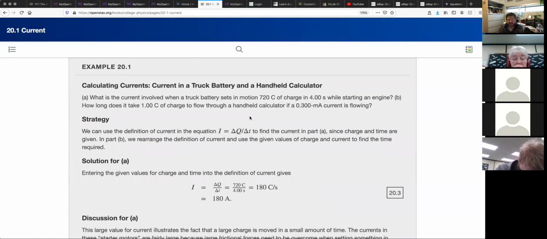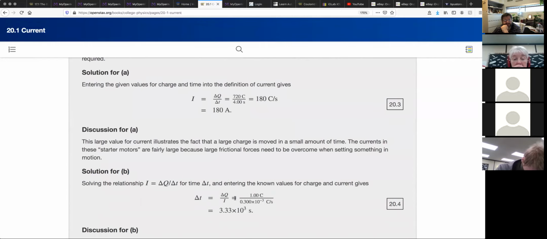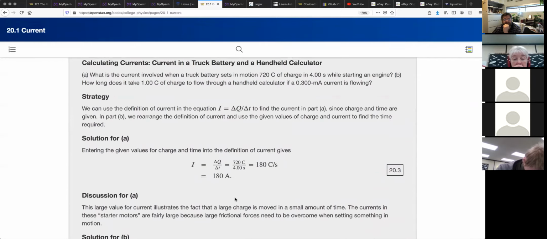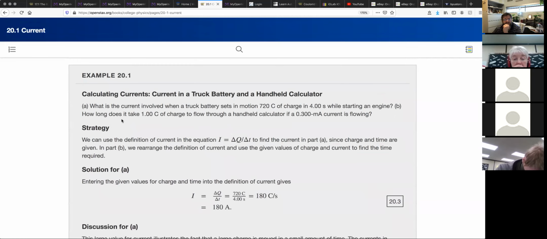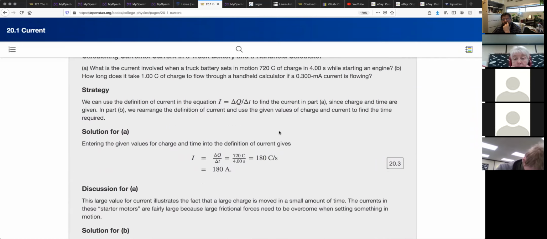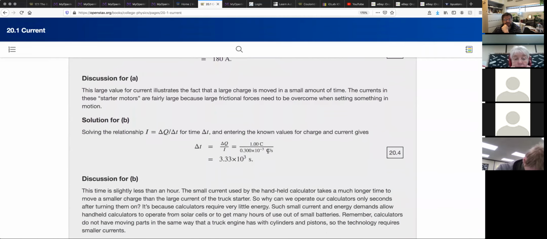And we can actually break down the flow as it goes through there. Here they are going to calculate the amount of current. You have a truck battery, 720 coulombs of charge in 4 seconds while starting an engine. Well, you divide that 720 by 4, you get 180 amps, which is not unheard of for a truck. Cars are usually quite a bit less. In part B, we're going to calculate the amount of charge going. We have 1 coulomb of charge flowing through a handheld calculator that has 0.3 milliamps of current flowing. So how long do you have to use your calculator before it has 1 coulomb of charge going through it?